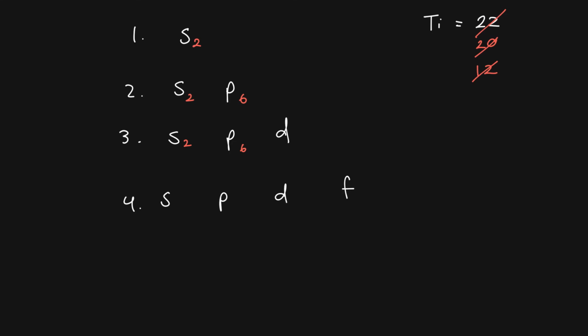Okay, so what's 12 minus 8? 4. Okay, so now we go down to this S because we know that's the filling order, and we put a 2 here. Okay, so now we're down to 2, and we go back up, and now put another 2 in that D. So that D would be able to hold 10.